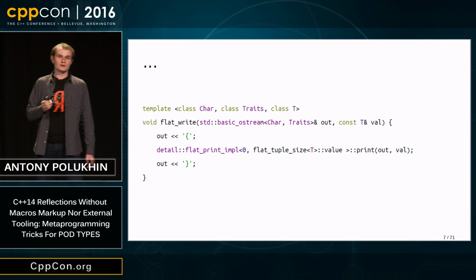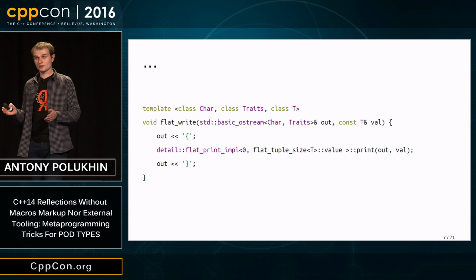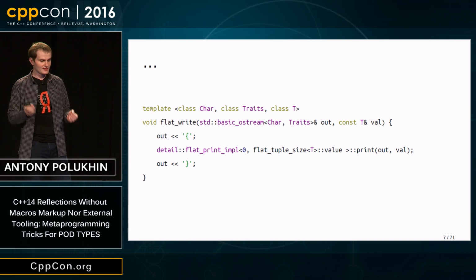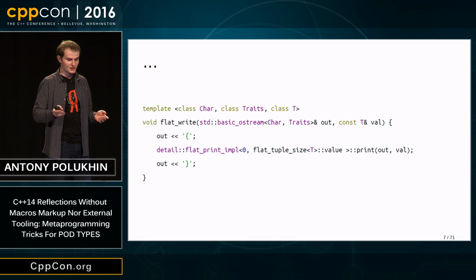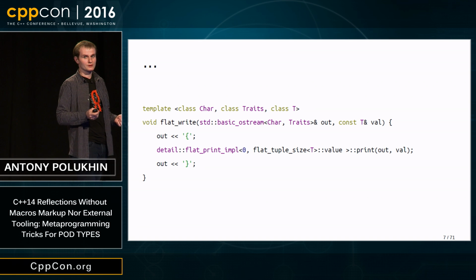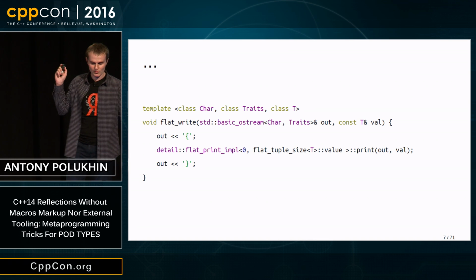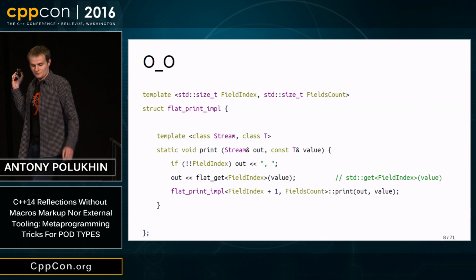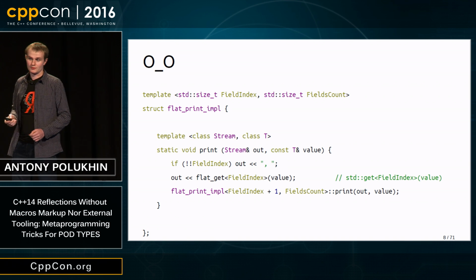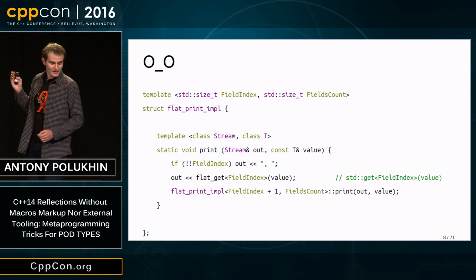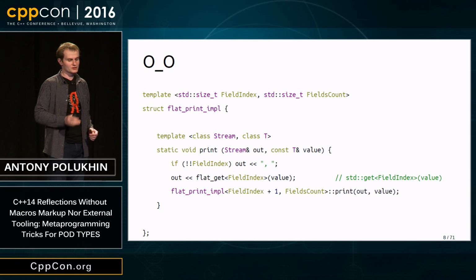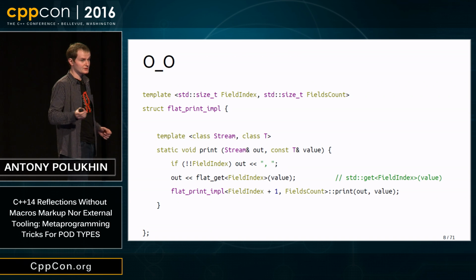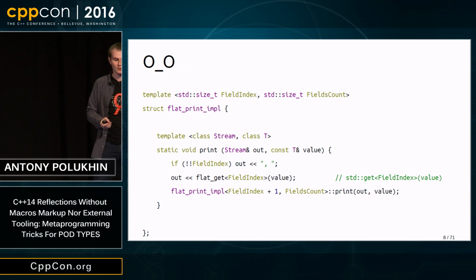The interesting thing here is that we've got a std::tuple_size in the standard library, and that std::tuple_size works with tuples. But here T is a user-provided structure. That's interesting. Let's move on. Print function. It has some logic to output or not output commas. And after that, there is a flat_get function call, and the comment that flat_get works exactly like std::get. But again, value here is a user-provided structure, not a tuple.